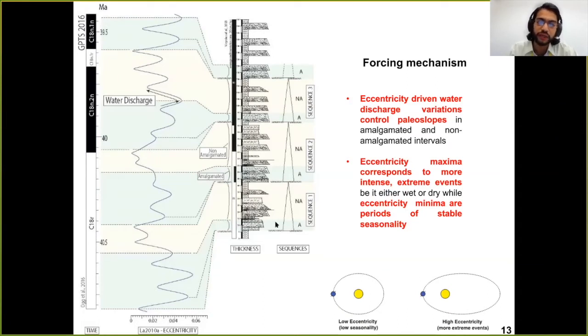So the amalgamated intervals would probably be linked to increasing eccentricity, where we have higher water discharge, and then low seasonality during the eccentricity minima, and thereby lower water discharge in the non-amalgamated interval.